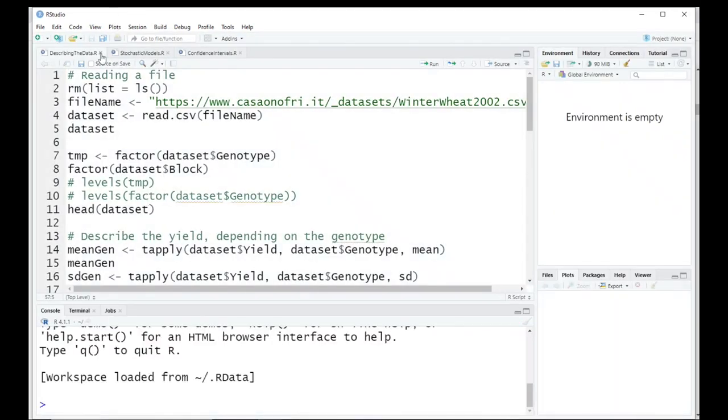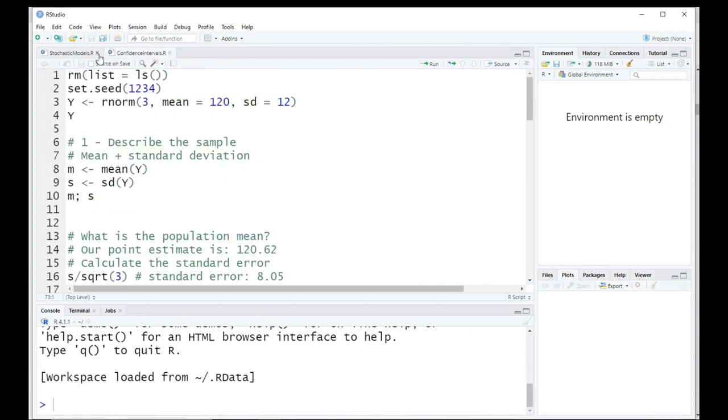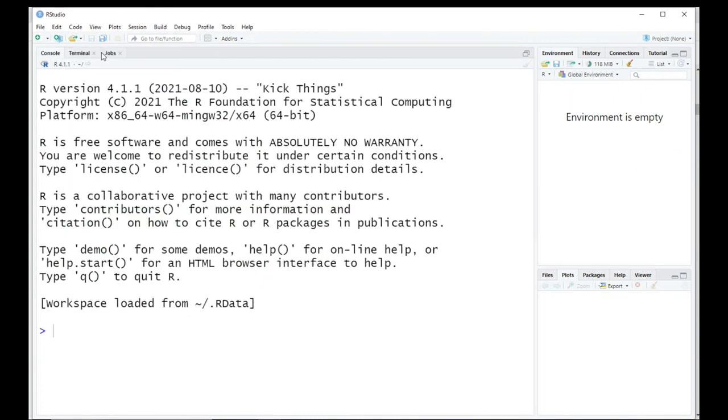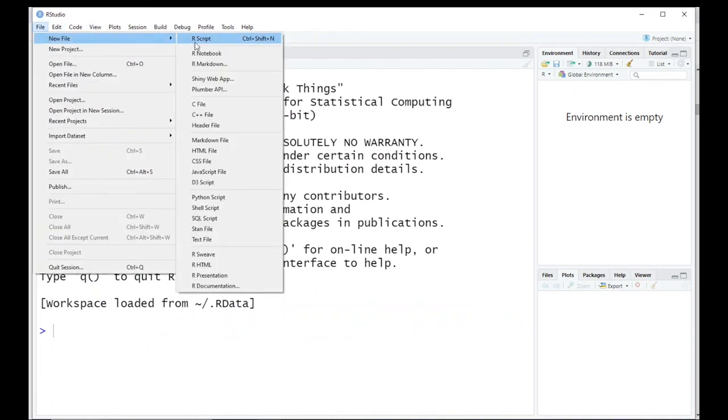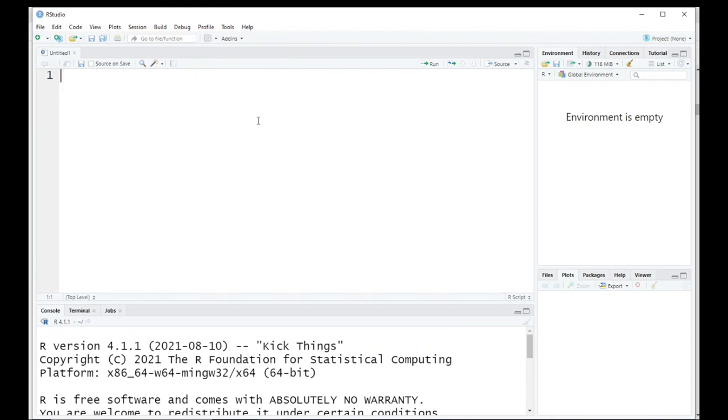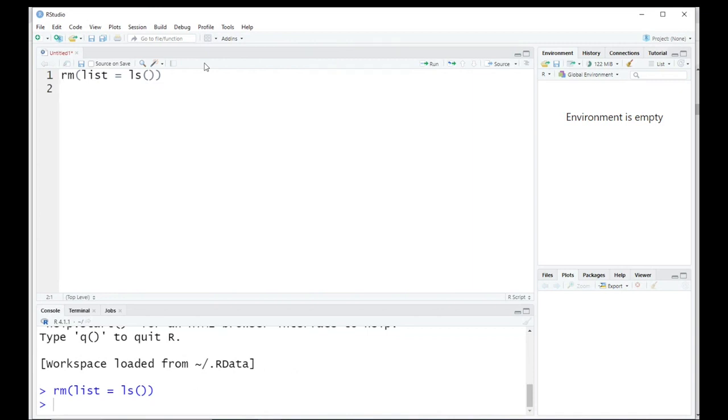And we start a new project. So I close everything, open a new script, and clean everything, because I'm starting a new project now. Okay? So I send it here, and everything is clean. The environment is empty, as you see. It was empty already before. Never mind, we cleaned.